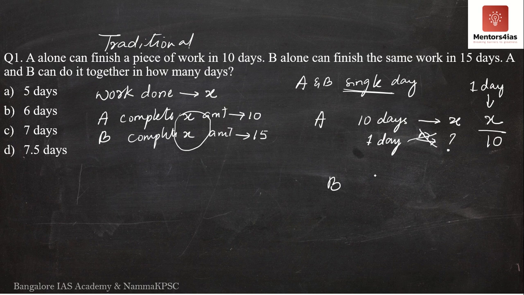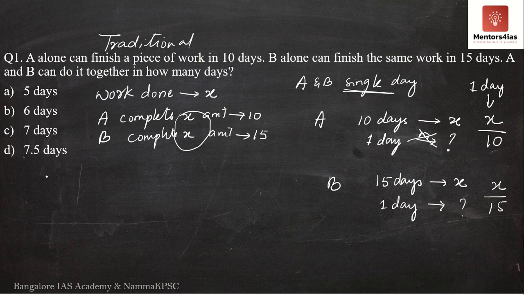Similarly, B takes 15 days to complete X amount of work. How much work will he complete in one day? In a similar fashion, B will complete X by 15 amount of work in one day. Again same thing, you multiply X by 1 and then divide this by 15. That is how we get X by 15. So A completes X by 10 amount of work in one day, B completes X by 15 amount of work in one day. Now what if both A and B are working together?